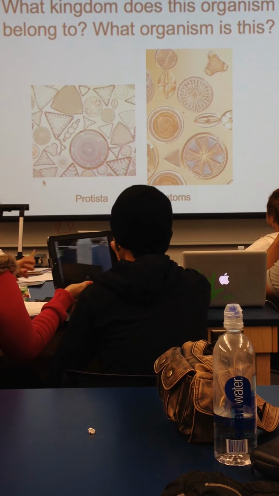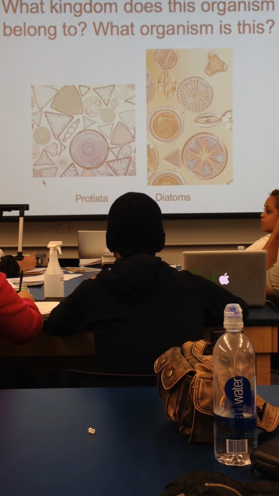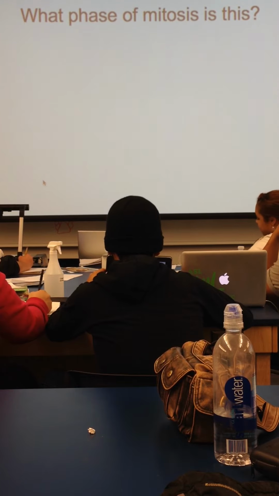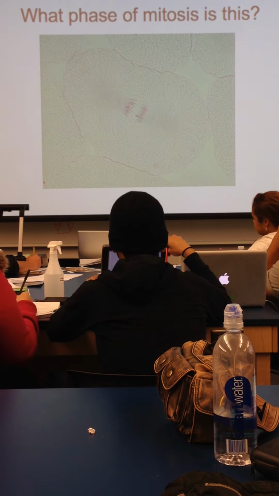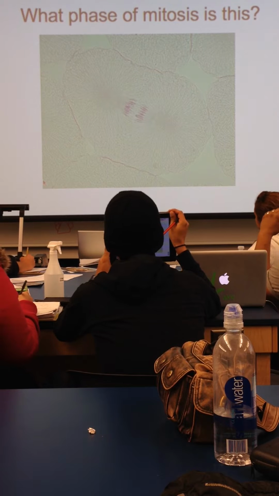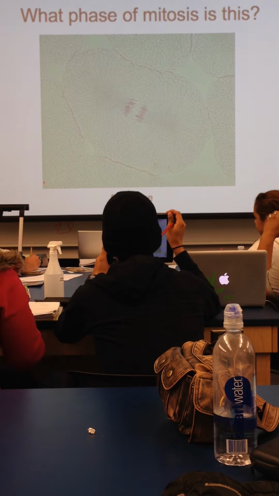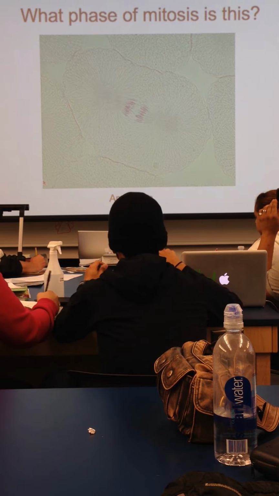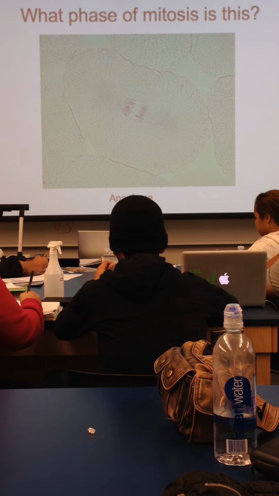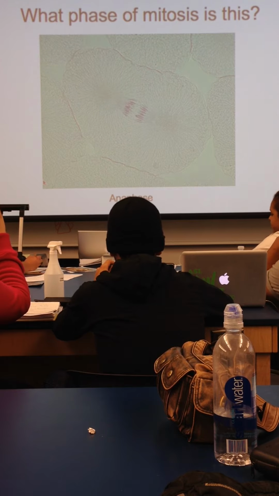Are you guys okay if I move on? Sheila, you okay over there? Okay, what phase of mitosis is this? Anaphase. Yes, how did we know it was anaphase? Splitting. It's starting to get pulled apart. Okay? So we're seeing some movement towards the opposite sides of the cell.